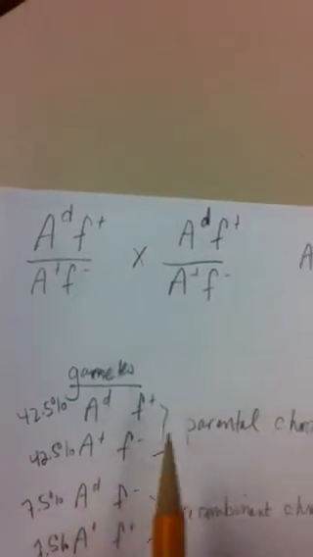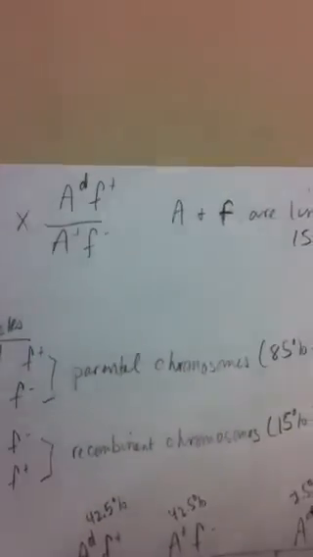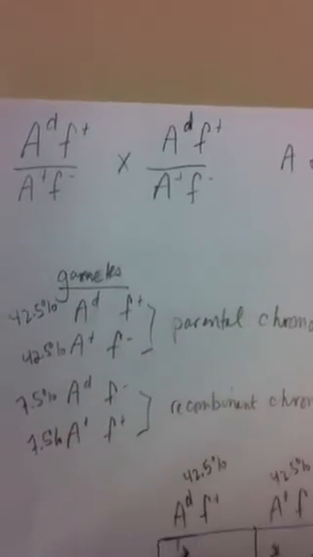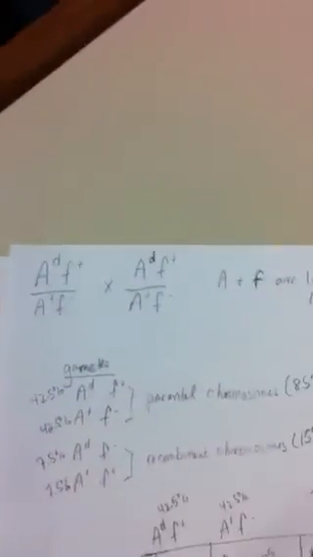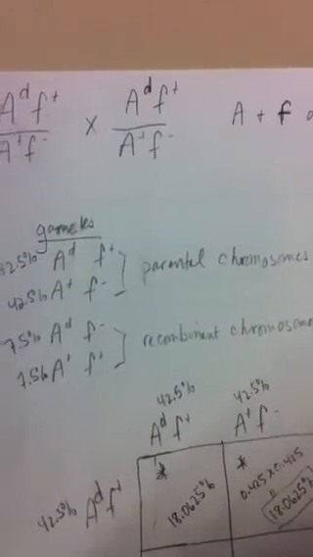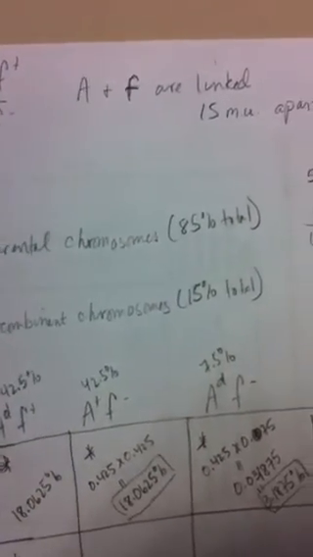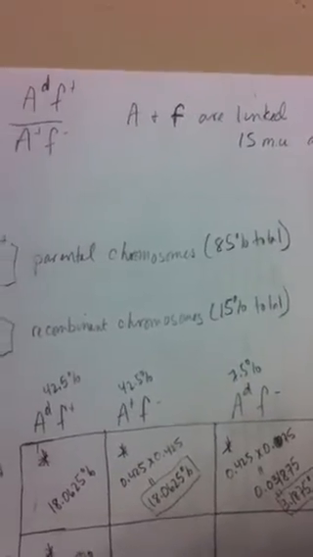So here we have our two parental chromosomes, and they arise because that's going to equal 85% of our total chromosomes. And then the recombinant chromosomes occur because there's a crossing over event between these two here, okay? So we're going to get A with F plus, and we're going to get AD with F minus, but we're only going to get that a total of 15% of the time. We get each one of those recombinant chromosomes 7.5% of the time, because we need to add those up to get our 15% total recombination, which is equal to 15 map units apart.